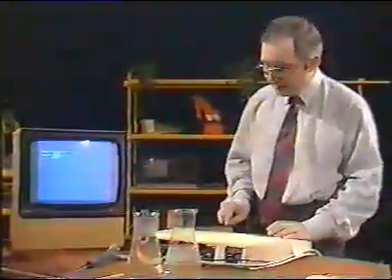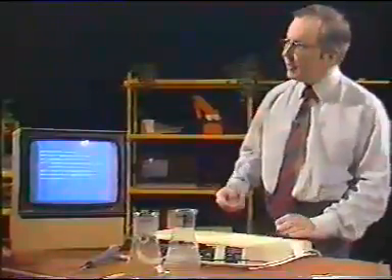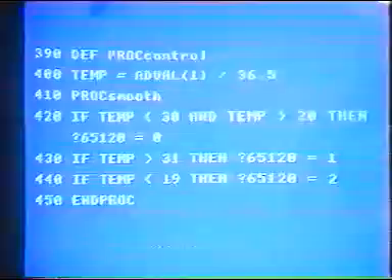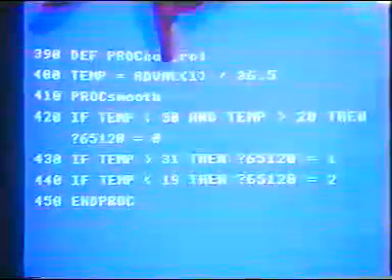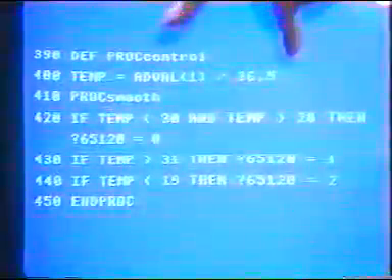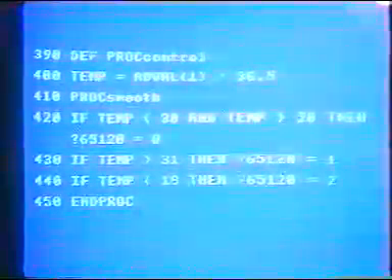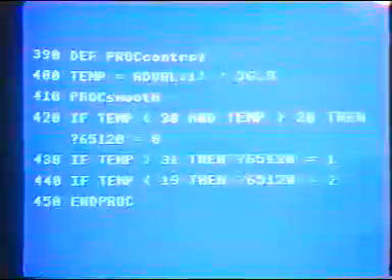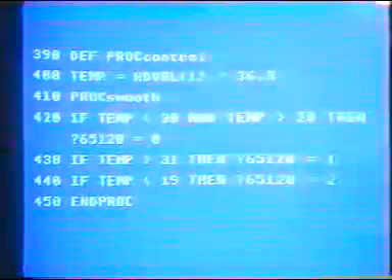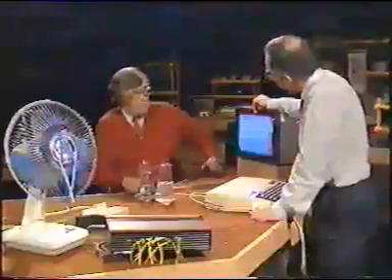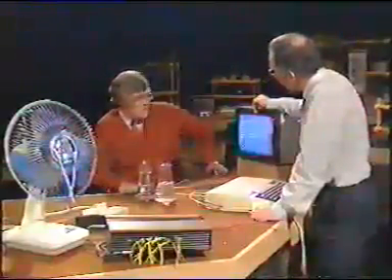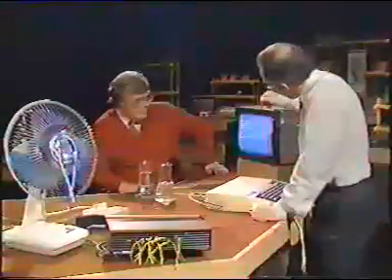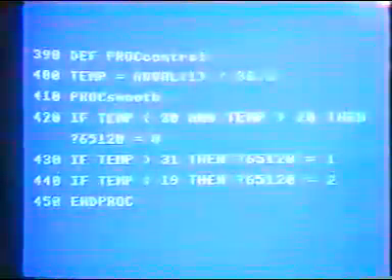Now, if we have a look at the listing of the program, you'll see how we deal with those numbers. First of all, here we have temperature equals ADVAL 1 divided by 36.5. And the 36.5 is just there to convert the number that the computer produces into a temperature in Celsius. It's a straightforward relationship between the voltage and the temperature. Yes, it's very linear indeed. And then down here you can see how we control the device.